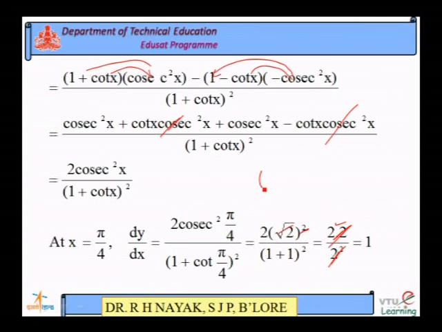Here cosecant 45 degree is equal to root 2, cot 45, this we learnt in the first sem only, cot 45 is equal to 1. Based on that we have taken cot 45 as 1, cosecant 45 is root 2. When squaring it, root 2 square cancels, here 1 plus 1 square is 4, 4 cancels, answer is 1.